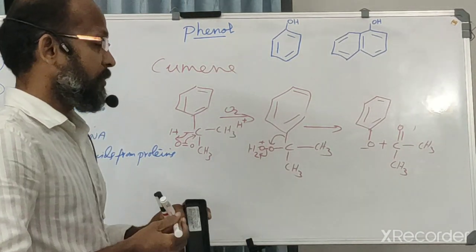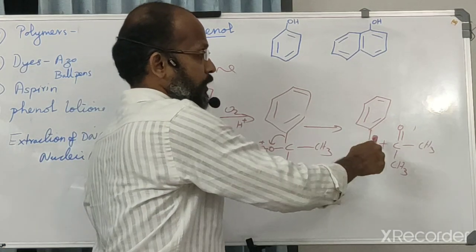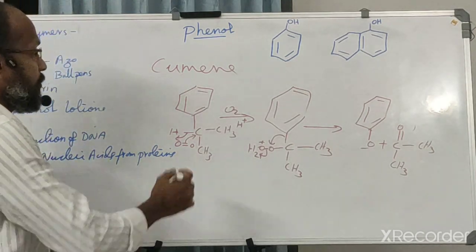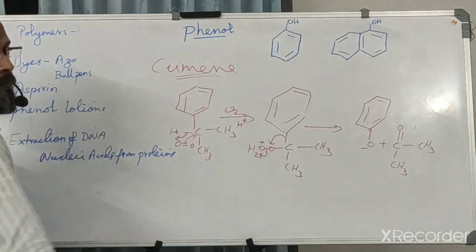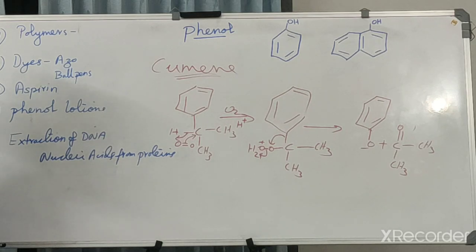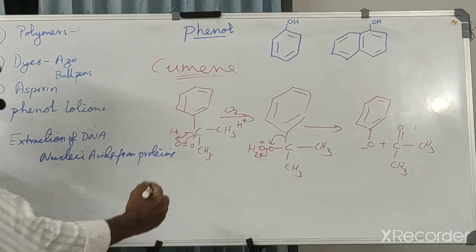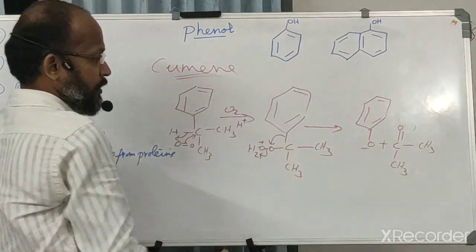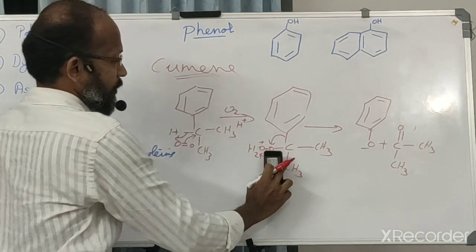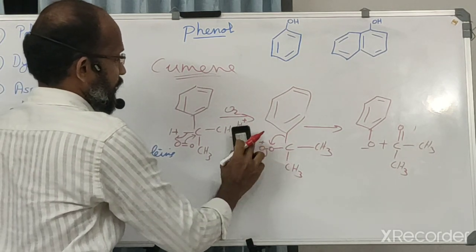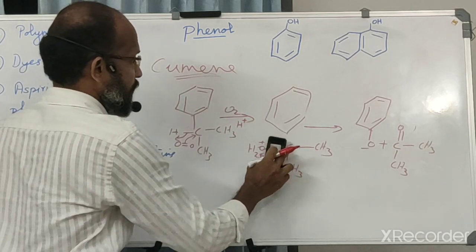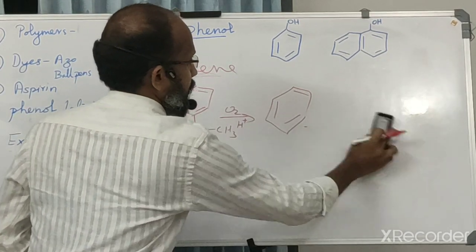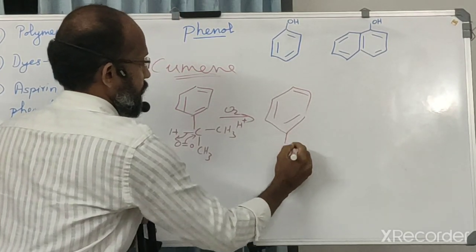Acetone is used in many synthetic purposes. So phenoxyl ion plus acetone, if you are acidifying this one, you will get phenol. So this is a preparation method starting from cumene. Cumene is also prepared by Friedel-Crafts method from benzene. So cumene, air oxidation followed by acidification, no need of all these mechanisms. Simply we can represent it as air oxidation followed by acidification, we will get phenol.